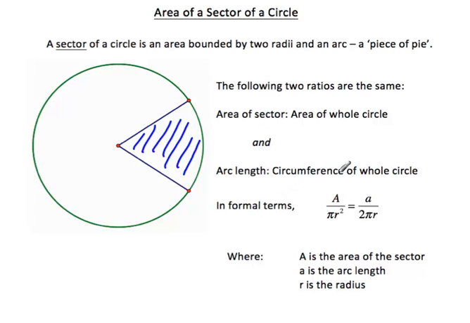To write that in formal terms, if we let capital A be the area of the sector, lowercase a be the arc length, and r be the radius, then we have this relationship here. The area of the sector divided by the area of the whole circle is equal to the length of the arc divided by the circumference of the whole circle.